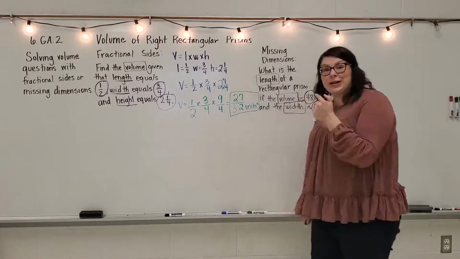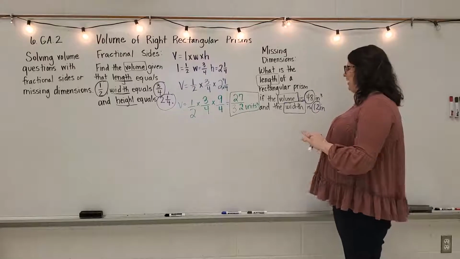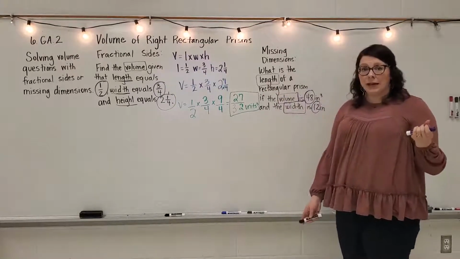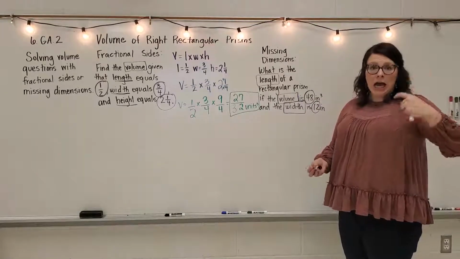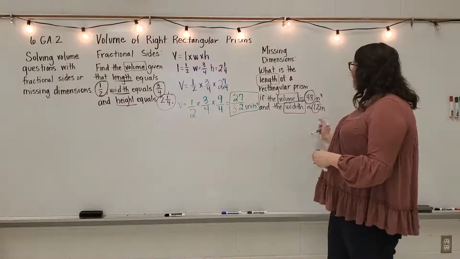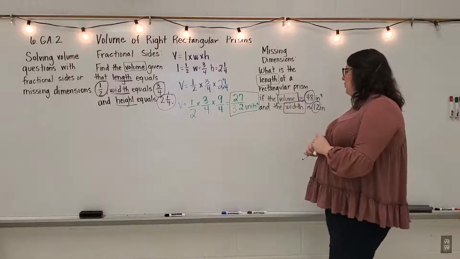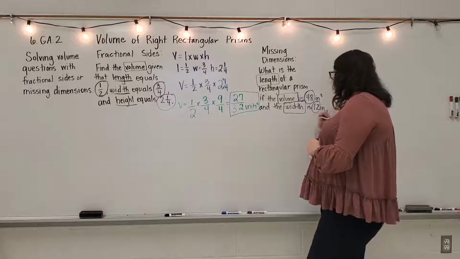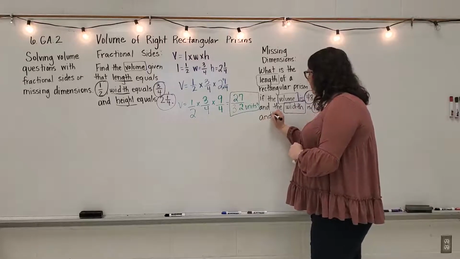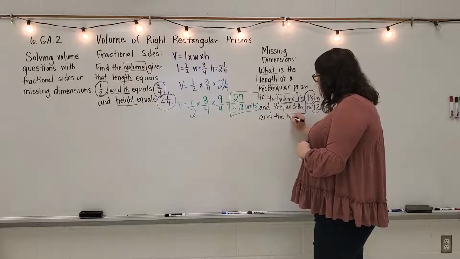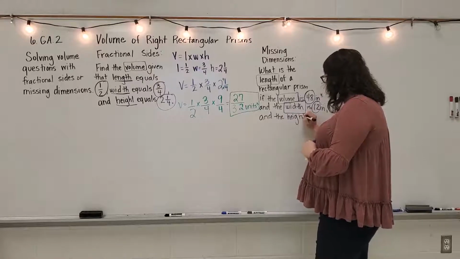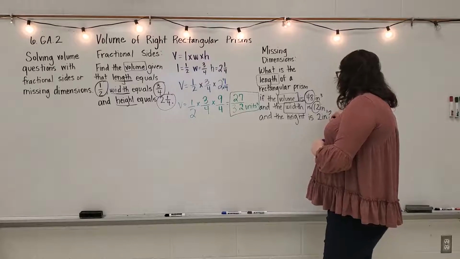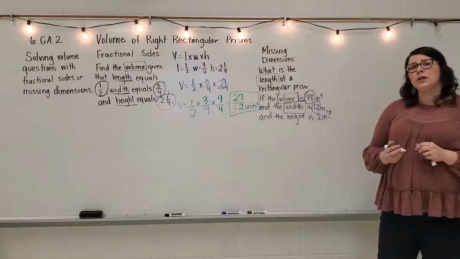Now, if you look at this question, you automatically say, wait a minute. I can't find volume with only width and length. What else are we missing? Well, we are also missing a height, okay? So let's say, what is the length of a rectangular prism if the volume is 48 inches cubed, the width is 12 inches, and the height is 2 inches.